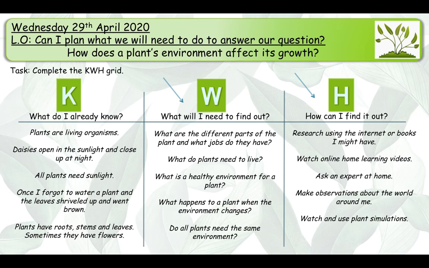In my H column, how can I find out? It's going to be a little bit difficult for us at the moment because we can't be all together at school and can't do experiments all together. So we're going to be doing lots of research using the internet or books you might have at home. Of course, you're going to watch the online home learning videos and the information we give you in those. You could always ask an expert at home. Maybe someone who really likes gardening you could talk to.